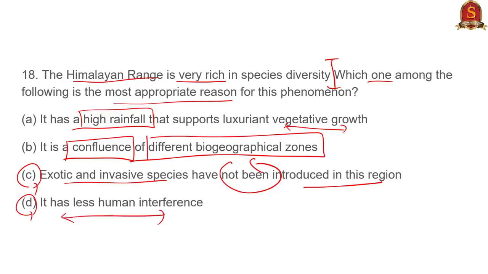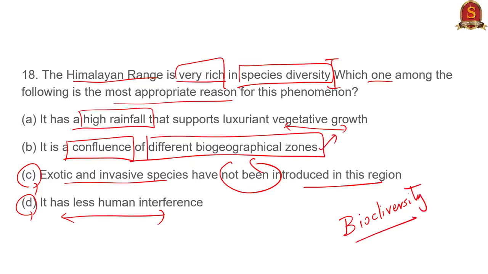If you look at the question carefully, the question does not say that the Himalayan range is facing a threat or anything like that. The statement simply says the Himalayan region is rich in species diversity. Simple logic. If your biogeographical zones are different, then obviously your biodiversity will be very, very high.